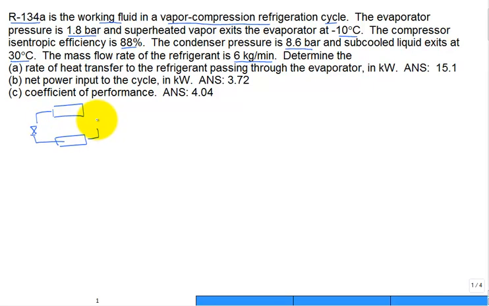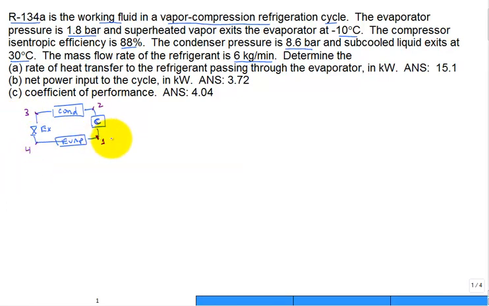Let's do it this way. So what do we have? We have a compressor, followed by a condenser, followed by an expansion valve, followed by an evaporator. Our traditional numbering of states is 1, followed by 2, followed by 3, followed by 4.